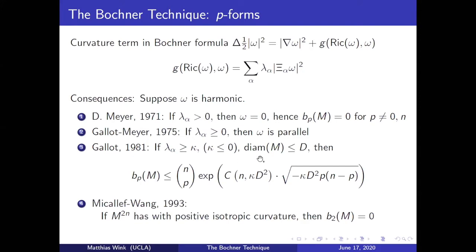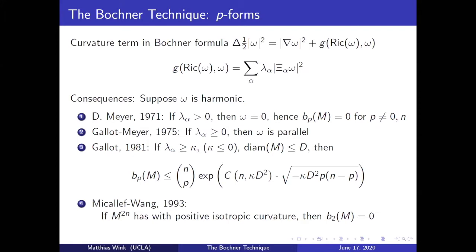And we also need an upper diameter bound now, an upper diameter bound by D. And once we've got these two ingredients, then Gallot can show that he has got a bound on the Betti numbers. Namely, the pth Betti number is bounded by n choose p times a constant, e to the c times square root of minus kappa d squared times p times n minus p.